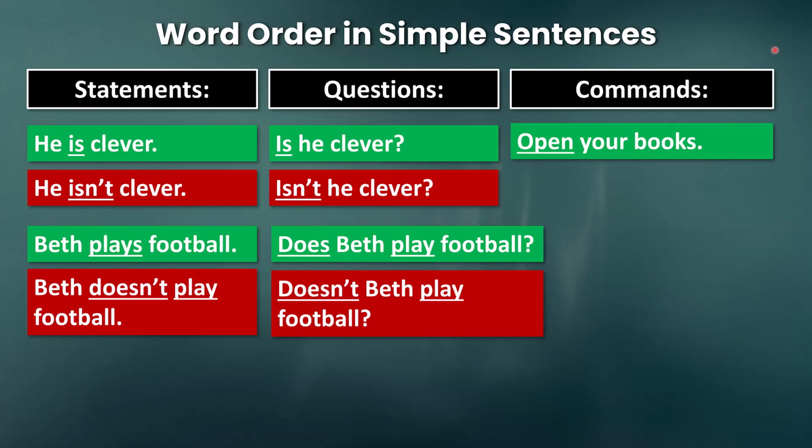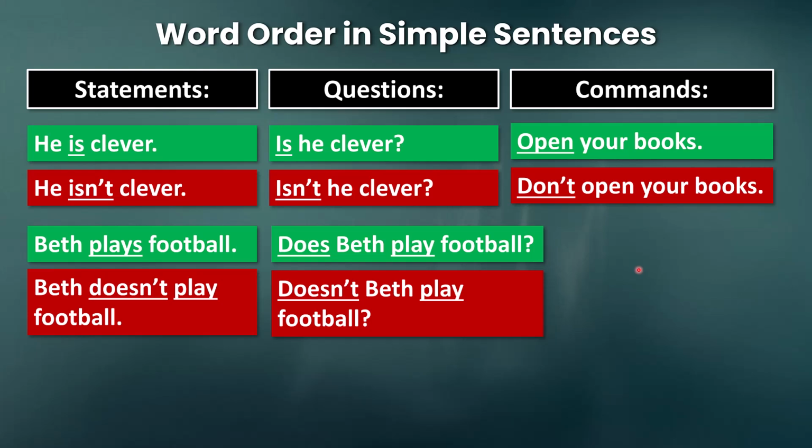Open your books. You can see here that it begins with a verb and we don't have a subject. And that's because the subject is implied. If I am a teacher and I'm looking at you, my student, I'm telling you, open your books. I don't have to say, you open your books. I could if I wanted extra emphasis, but usually we just start with the main verb in a command or an imperative sentence. If this was a negative command, don't open your books.